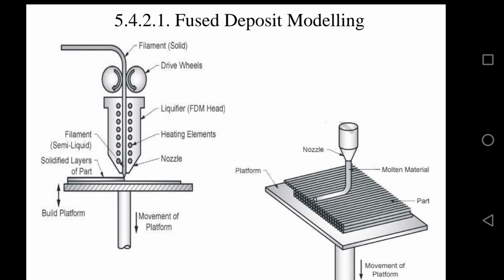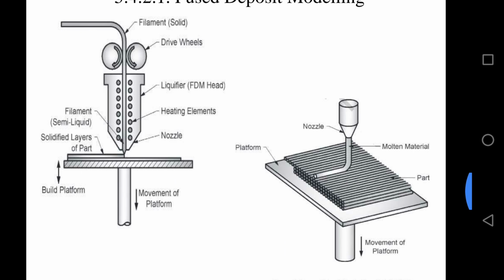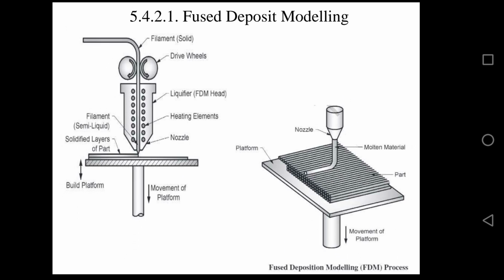In solid based rapid prototyping systems, we have two types. One is fused deposit modeling and the second one is laminated object manufacturing. In solid based rapid prototyping systems, the initial form of the material used is solid. What are the different types of solid state it includes? It includes material in the form of wires, rolls, laminates or pellets. However, it does not include powder form, only solid.